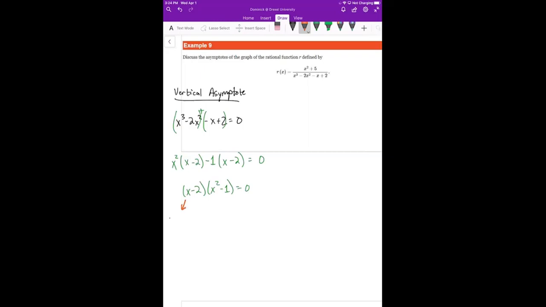So x minus 2 is equal to 0 when x is 2. And x squared minus 1 is equal to 0 when x is plus or minus 1. So you actually get 3 vertical asymptotes here. And I'll pull this up on a graphing calculator in just a second.